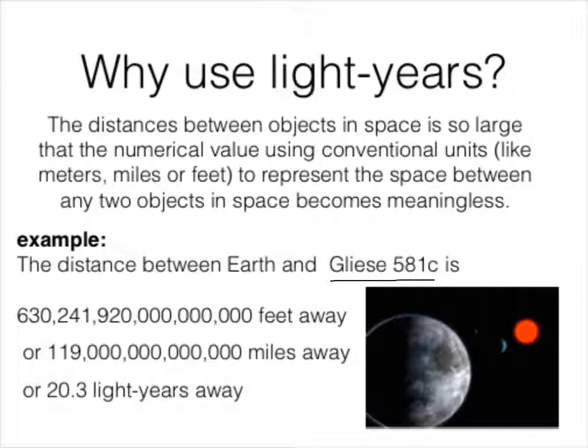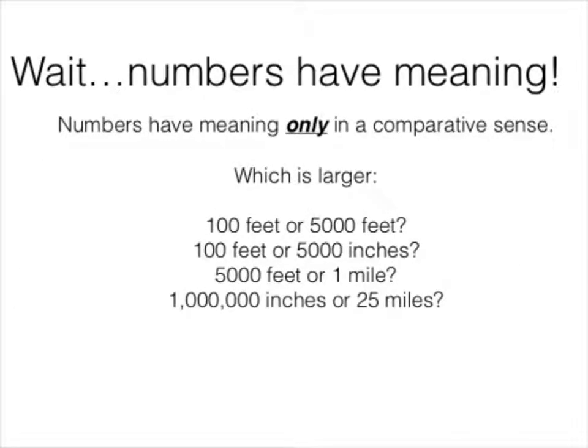And so what this tells us is that if we were to get into a spaceship this afternoon, speed up to light speed, and travel at light speed, at 300,000 kilometers per second, every day, all day long, for the next 20.3 years, that's how long it would take us to get there. See, numbers have meaning, but only in a comparative sense. For instance, we know that the number 5,000 is larger than 100. And so if we're comparing 5,000 feet to 100 feet, clearly 5,000 feet is going to be a larger distance because we're comparing the same kind of unit.